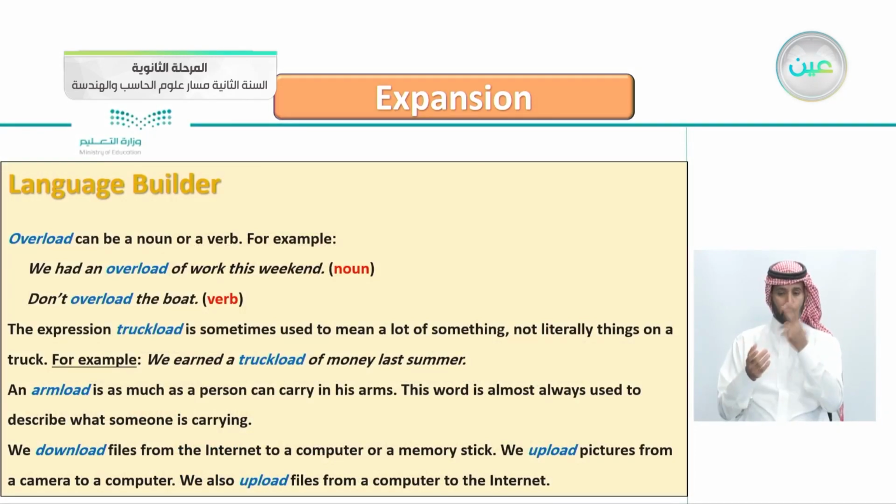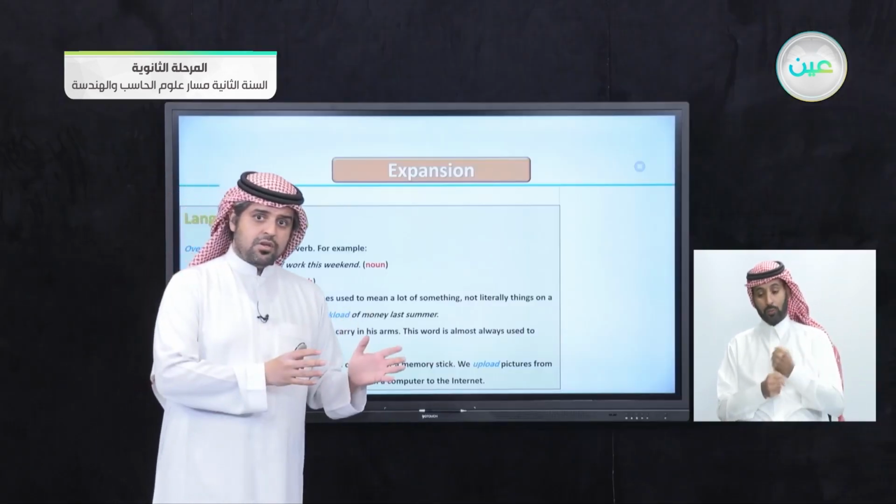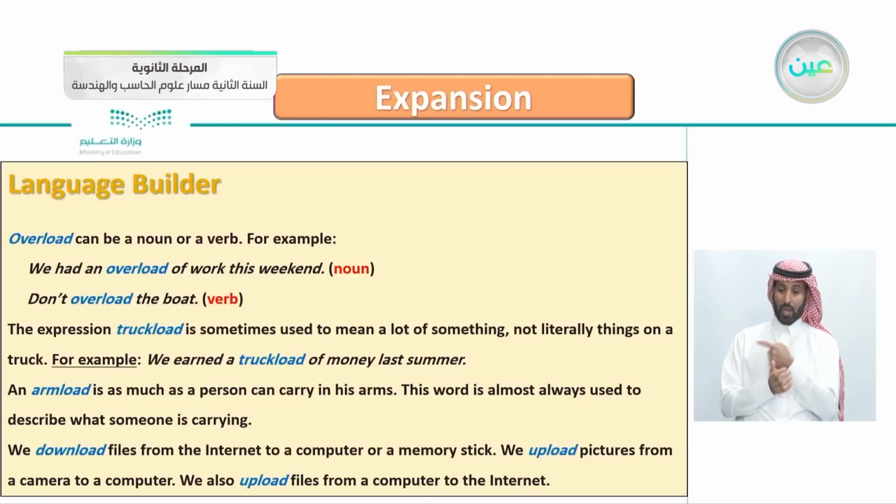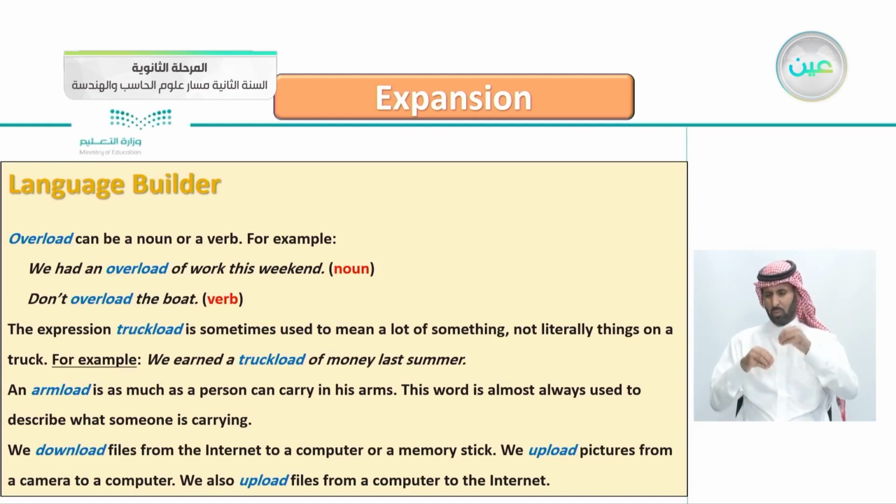Let's continue here. Here's a language builder for you. Overload can be a noun or a verb. For example, we had an overload of work this weekend. Overload here is a noun. It's not a verb. No one is doing something. On the other hand, the second example here, don't overload the boat. So overload here is a verb.